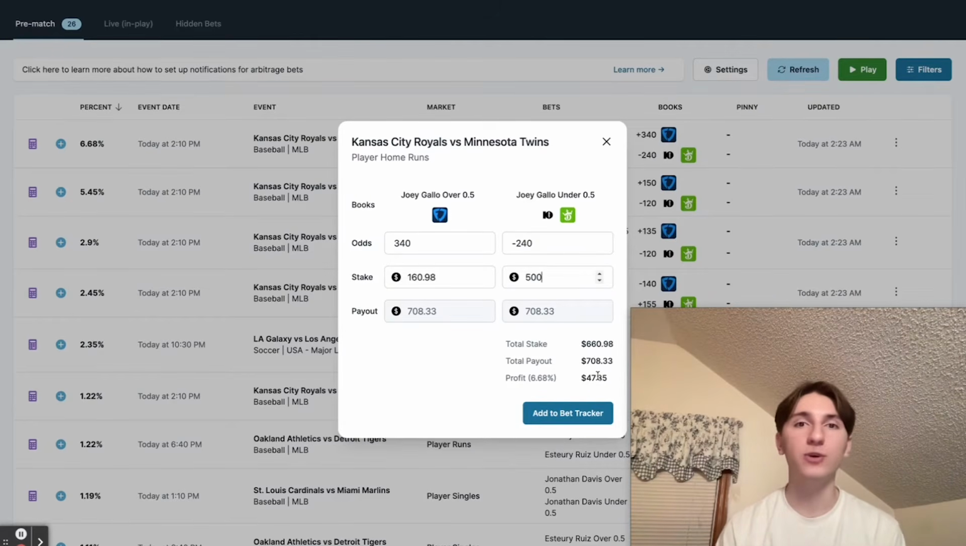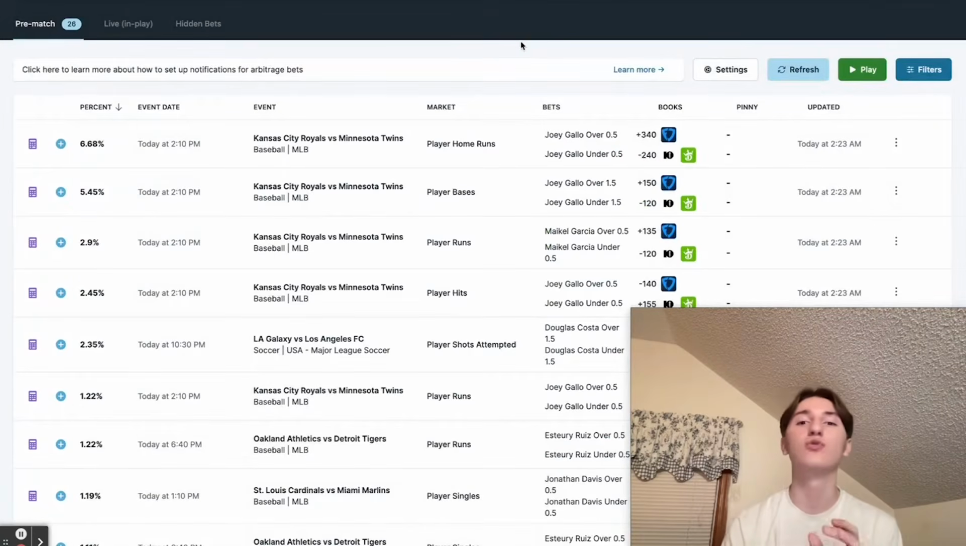No matter whether Joey Gallo hits a home run or not, if you bet him to hit a home run for $161 on FanDuel and him not to hit a home run for $500 on DraftKings, you walk away $47 richer. So the arbitrage tool is incredibly useful.